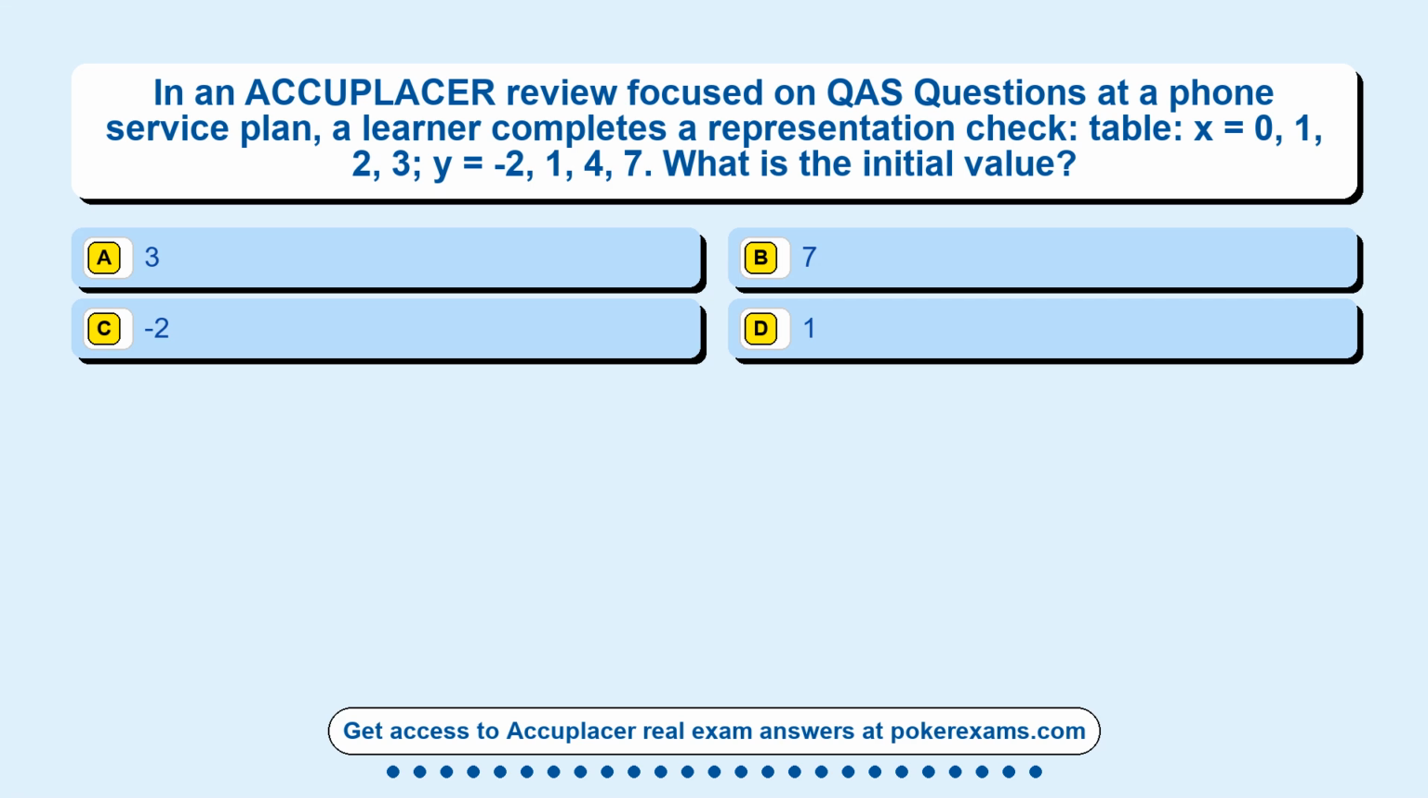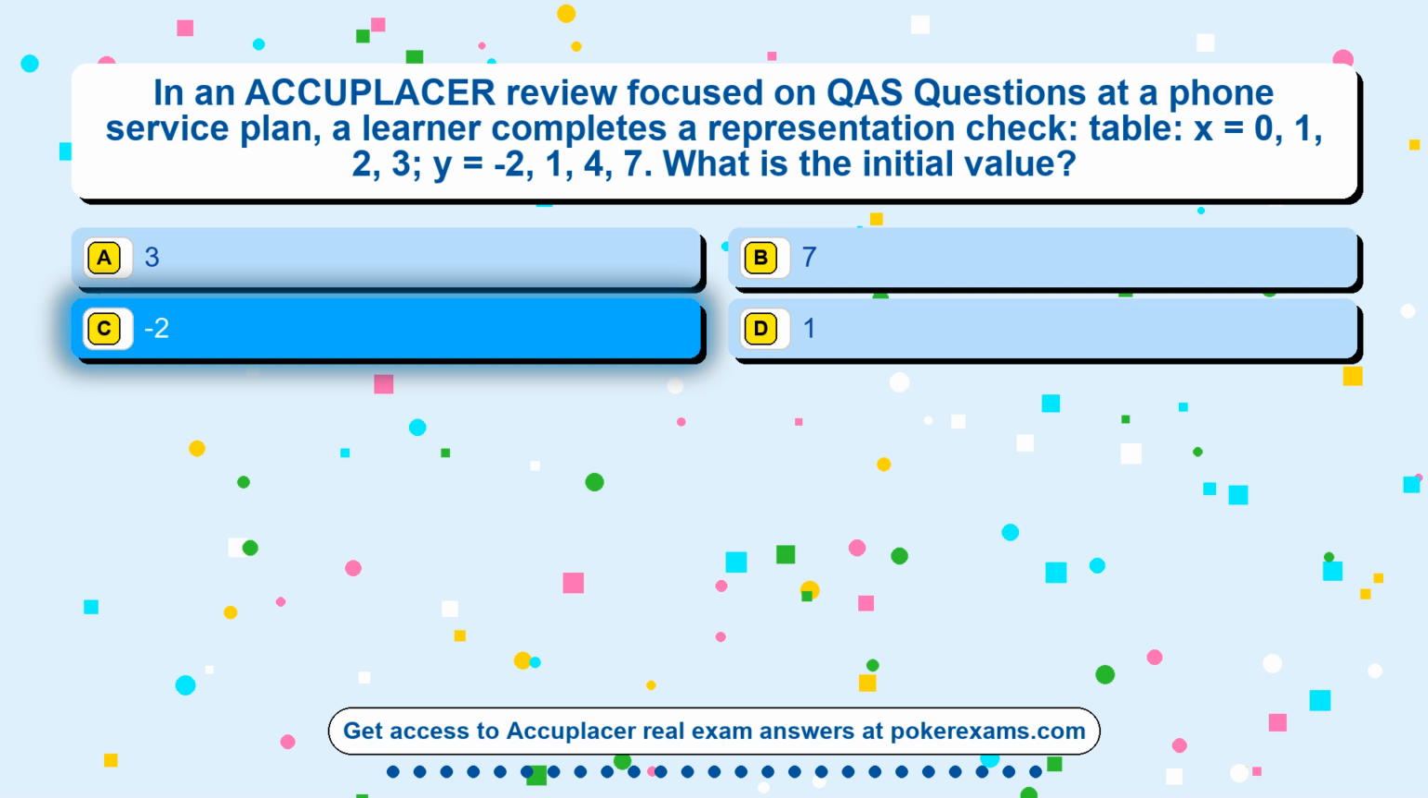Question 9. In an ACCUPLACER review focused on QAS questions at a phone service plan, a learner completes a representation check. Table: x equals 0, 1, 2, 3; y equals -2, 1, 4, 7. What is the initial value? Option A, 3. Option B, 7. Option C, -2. Option D, 1. The correct answer is option C, -2.